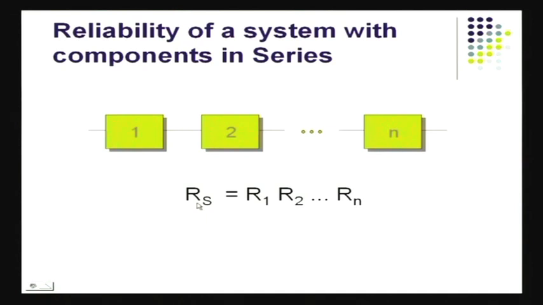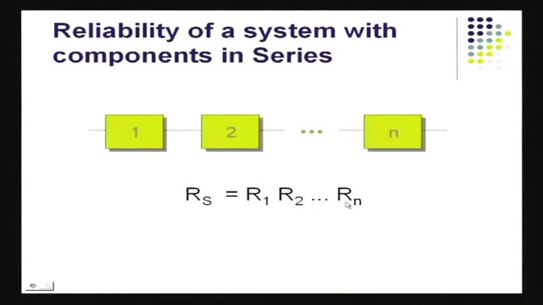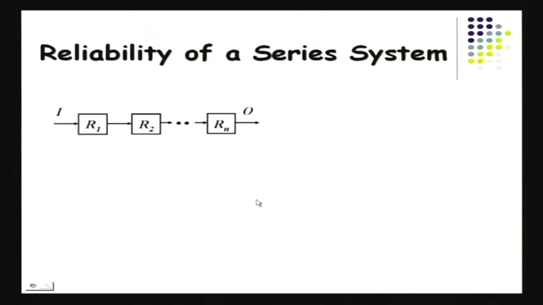which is the probability that the system is going to survive, it's going to be up and running for the period of time over which you are doing the evaluation, is going to be the product of every one of them surviving for that period of time. So reliability of system is equal to R1 times R2 times R3 and so on and so forth. Any of these R's, of course, are what we call 1 minus the probability of failure.